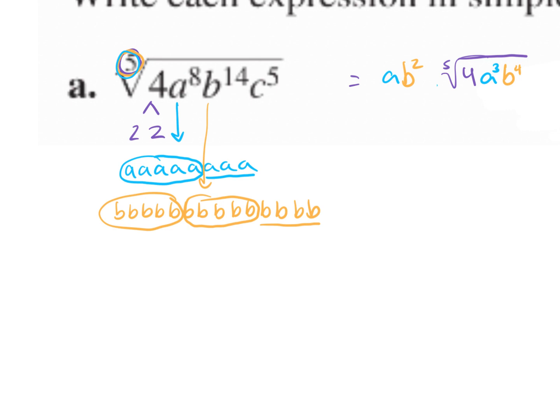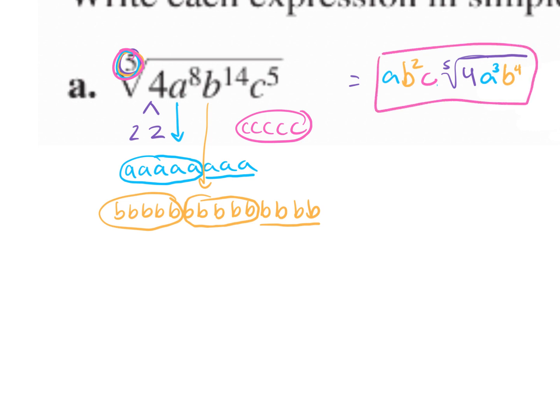And then how many C's do I have? 5. 1, 2, 3, 4, 5. I circle how many? 5. So how many come to the outside? 1, because I have 1 circle. How many stays on the inside? None. So this would be our answer.